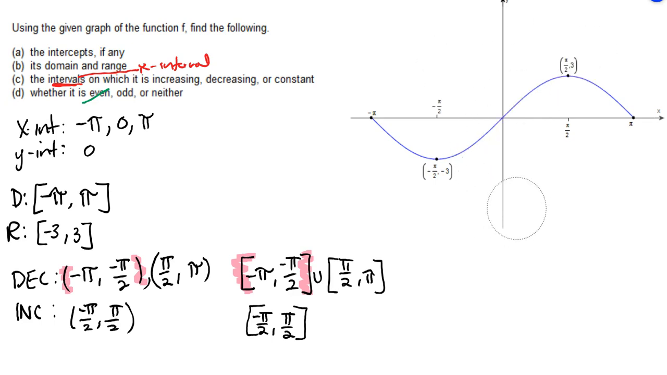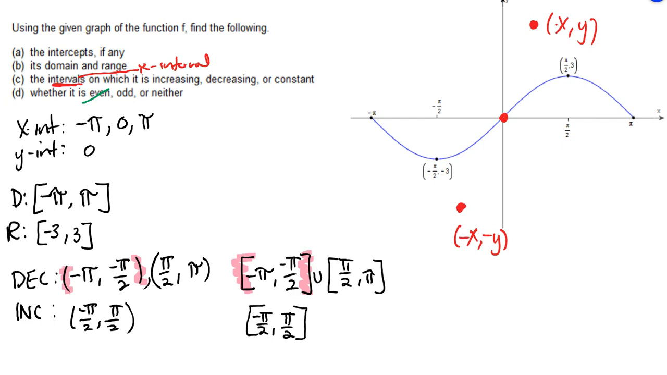For a function to be odd, you would have to have origin symmetry. So for origin symmetry, you want to have a mirror image over the origin where the x and y-axis cross each other. If you have a point, for instance (x, y), you would have a mirror image of that point across the origin. That point would have the opposite x value and the opposite y value.